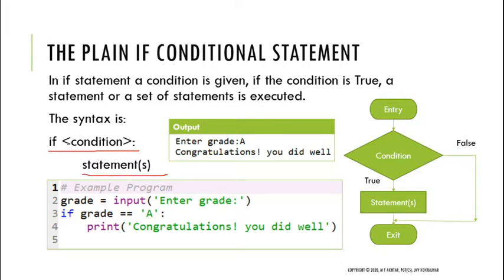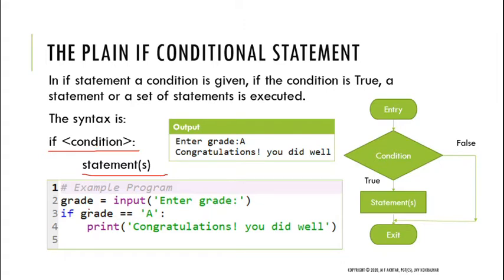Here we have put angle brackets. Angle brackets mean we don't have to write the word condition. We have to put some condition, make some condition using relational operators, logical operators, variables and values. This angle bracket value is replaced with some condition.